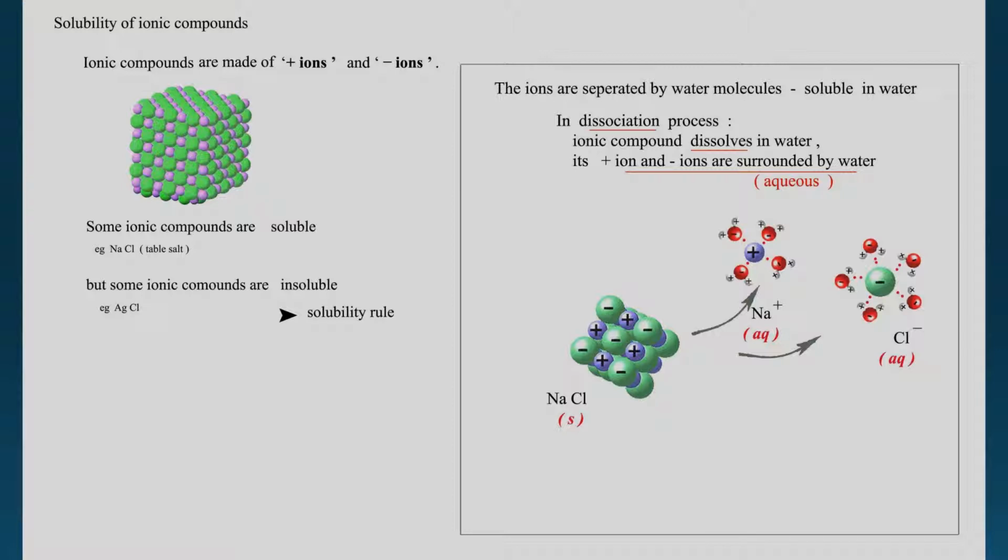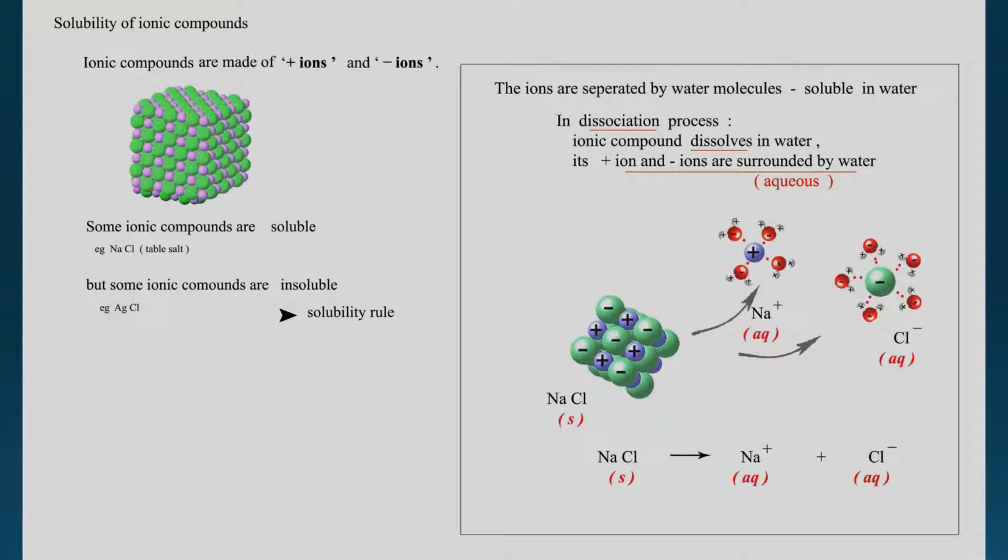When ions are in water, the ions are separated by water molecules. That's what we call soluble in water. This process we call the dissociation process. Here is a block of ionic compound. They dissolve in water, and now they separate into ions. That is called aqueous.